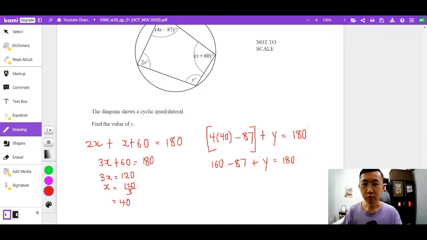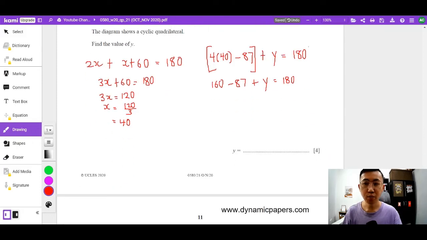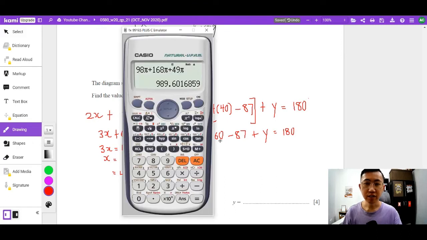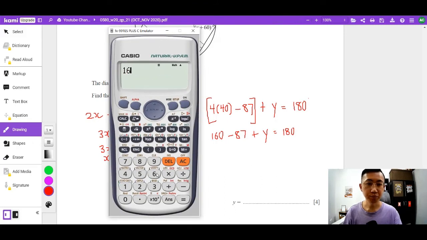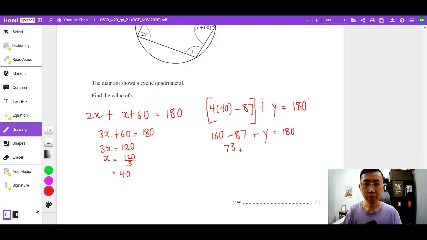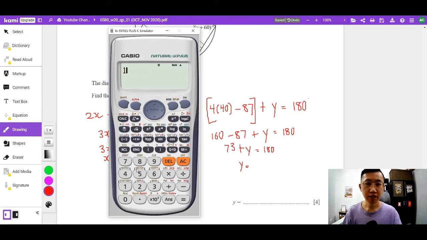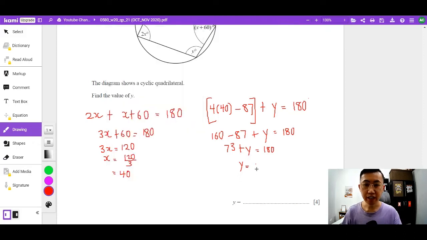So we have to show a lot of working. Can you see it's actually a 4 marks question? So slowly. 160 minus 87 is 73, plus y is 180. Final step. y is 180 minus 73. So 107. And that is your final answer. It's not a degree here because you're finding the value of algebra. The value of y here is 107.